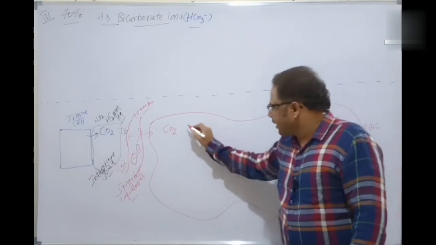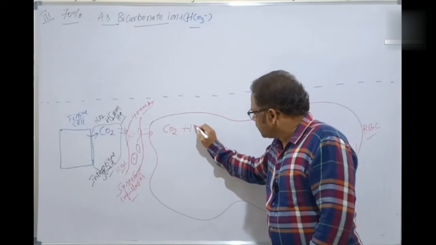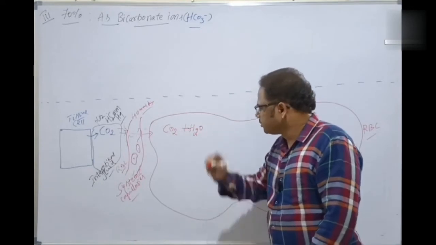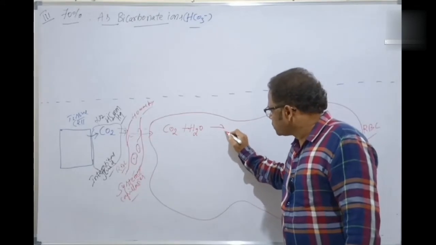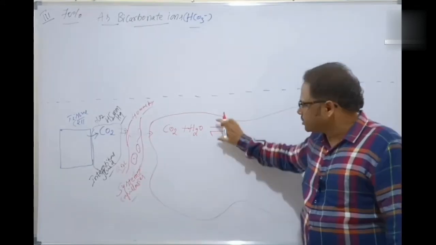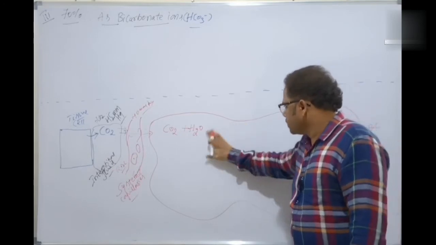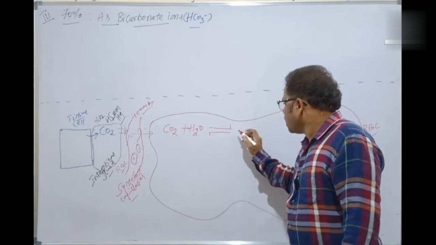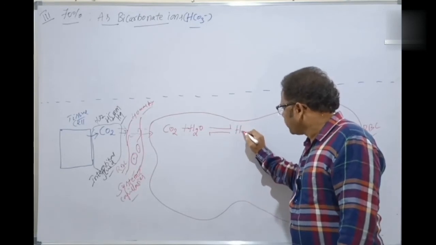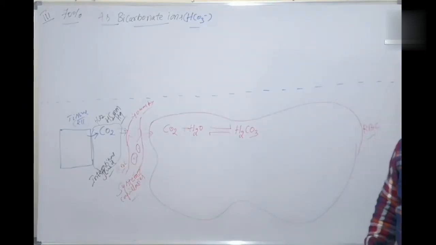So carbon dioxide, when it is present inside the RBC, mixes with the water. There a reversible reaction occurs here. This is the reversible reaction, isn't it? Okay, students, and it forms carbonic acid, H2CO3.